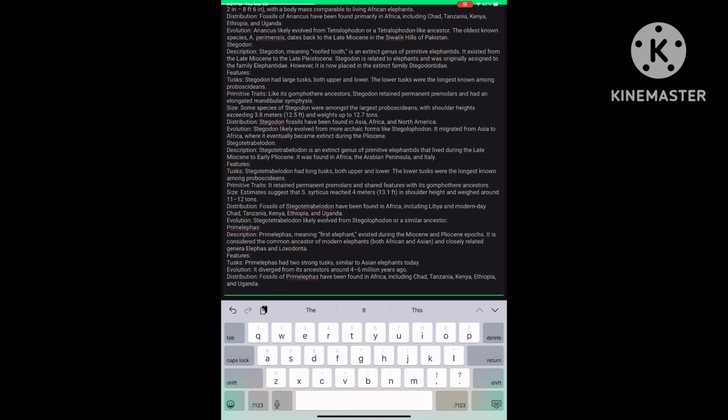Features. Tusks. Primelephas had 2 strong tusks, similar to Asian elephants today. Evolution. It diverged from its ancestors around 4 to 6 million years ago. Distribution. Fossils of Primelephas have been found in Africa, including Chad, Tanzania, Kenya, Ethiopia, and Uganda.